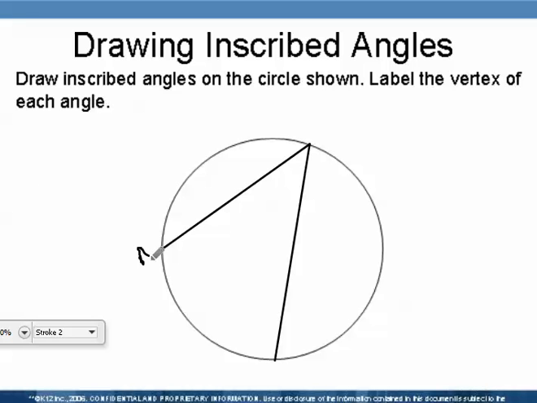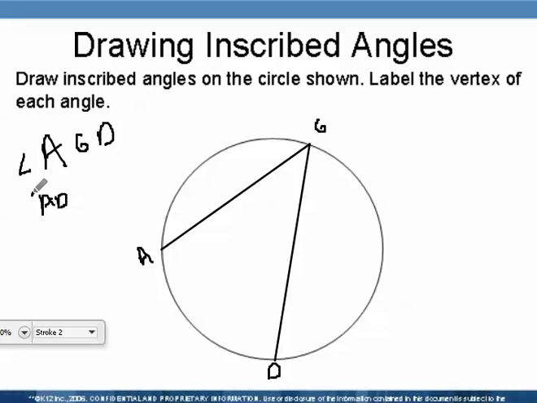So if I started at point A, went over here to point G, and then went back down here to point D, I found chord A, G, D. That is what angle I just drew right there, angle AGD. Now the arc that was inscribed by this was arc AD.